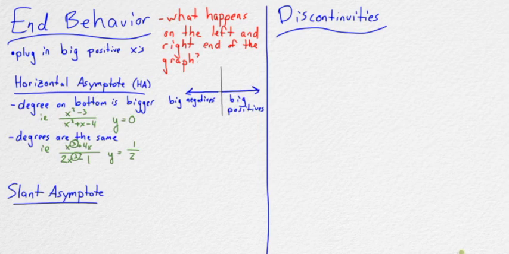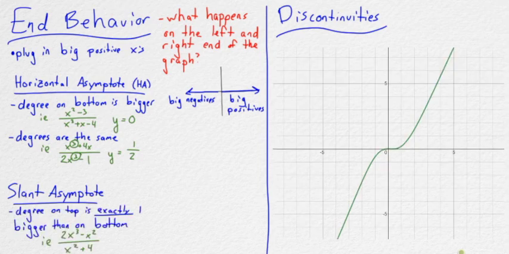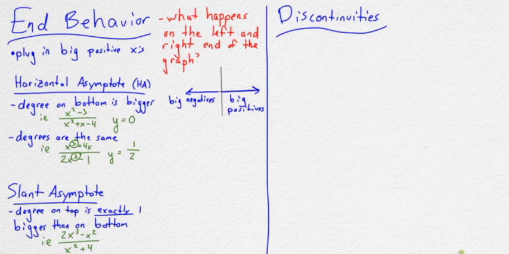These are kind of a special case because it only happens when the degree on top is exactly 1 bigger than on bottom. So the example I came up with here is 2x cubed minus x squared over x squared plus 4. So the degree on top is 3, degree on bottom is 2, so it's exactly 1 bigger on top. But maybe this is all sounding a little confusing because I introduced this by saying you're going to plug in big positive x values, and then I never even mentioned that here in these definitions. So let's talk about that really briefly.